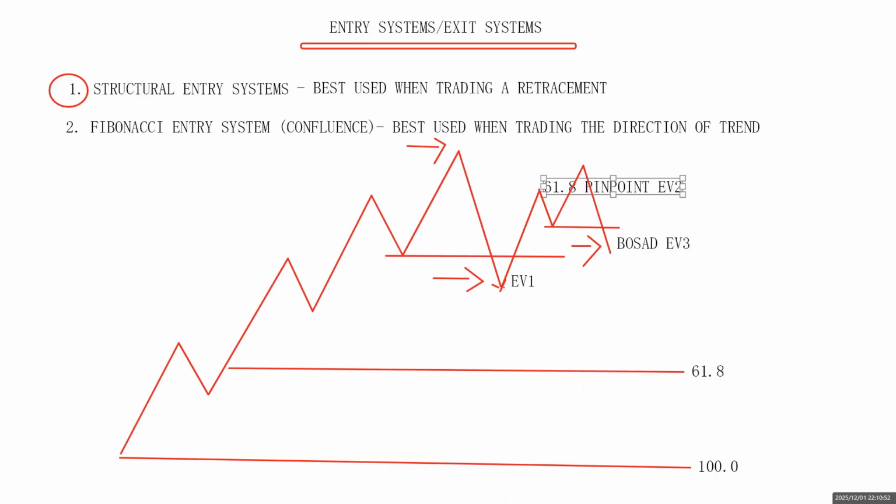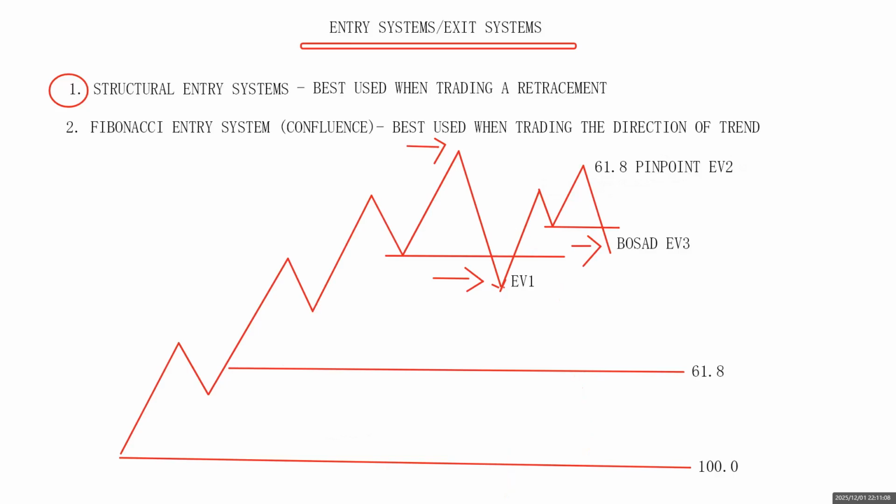Okay, let's push this pinpoint to 61.8 a little bit right here. Then this is entry variation 3. So these are our three entry variations that you can use at will. And if you want, all stop losses can be kept at the last lower high right here.